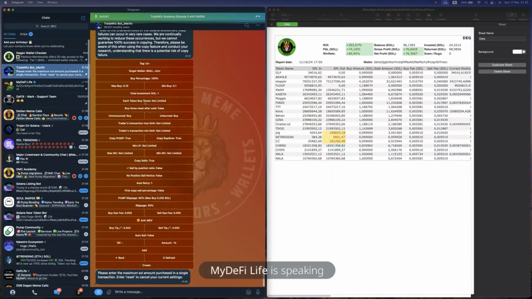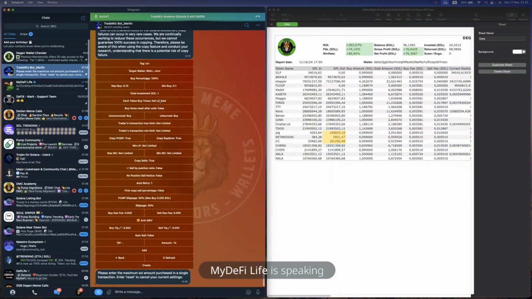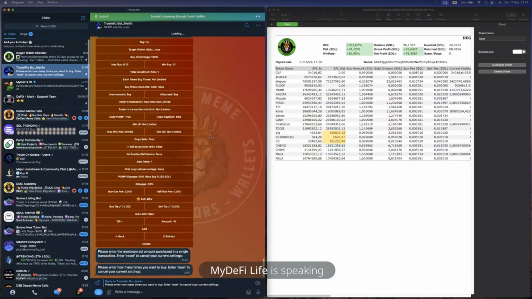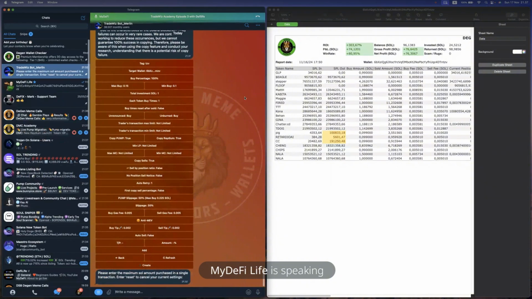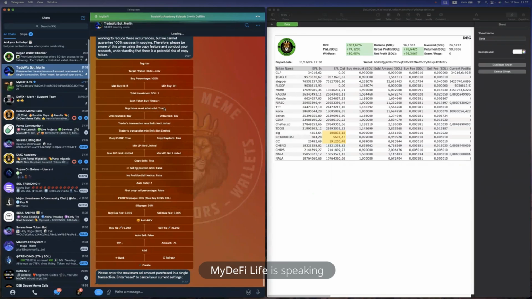Each token buy time, I always set this as 1. So personally, from my experiences trying to follow wallets, unless they're really, really good wallets, I'll just always leave this at 1 buy time and just not reset afterwards. My personal preferences, other people will do it differently and reset this to true after the fact.